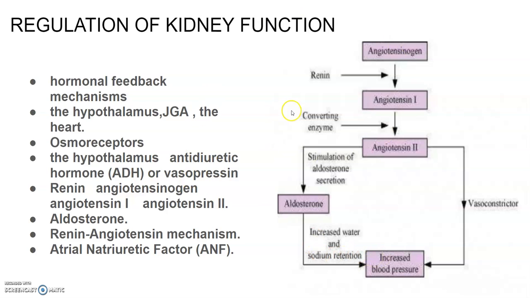Here you can see through this flow chart it is explained. Now this causes an increase in the blood pressure, and increase in the blood pressure can increase the glomerular blood flow and thus the glomerular filtration rate. Now, juxtaglomerular apparatus, it plays a complex regulatory role.